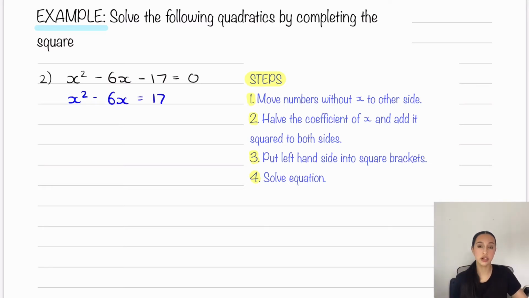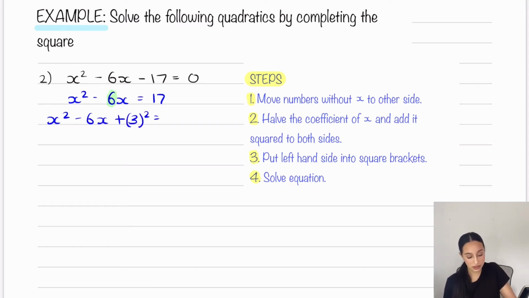Step 2 is to look at the coefficient in front of x, halve it and add it squared to both sides. The number in front of x is still 6, so we're going to halve 6, which is 3, and add 3 squared to both sides. So now we'll have x squared minus 6x plus 3 squared, and that equals 17 plus 3 squared. Okay, 17 plus 3 squared is 26, and I'm just going to rewrite the left-hand side.